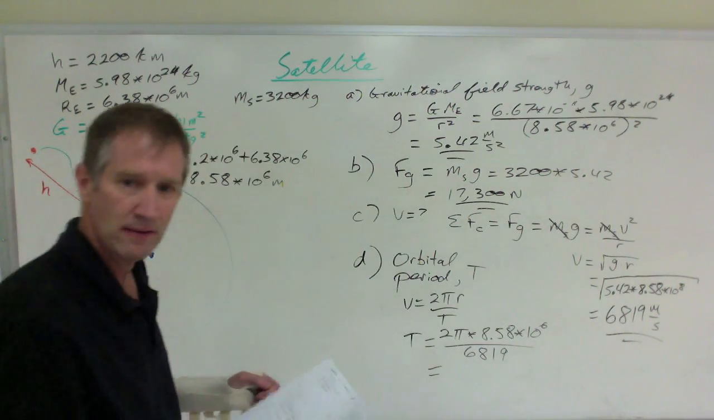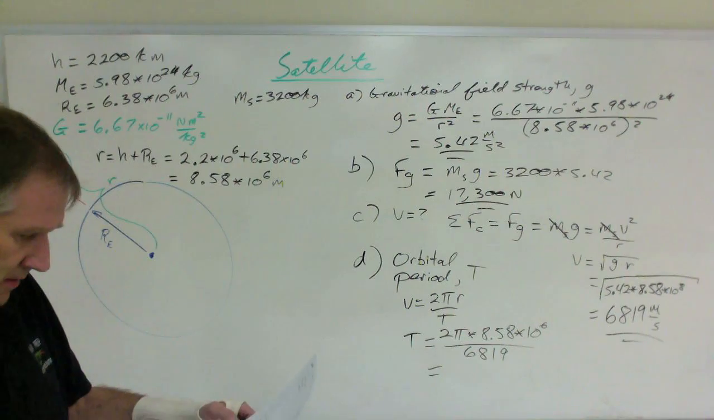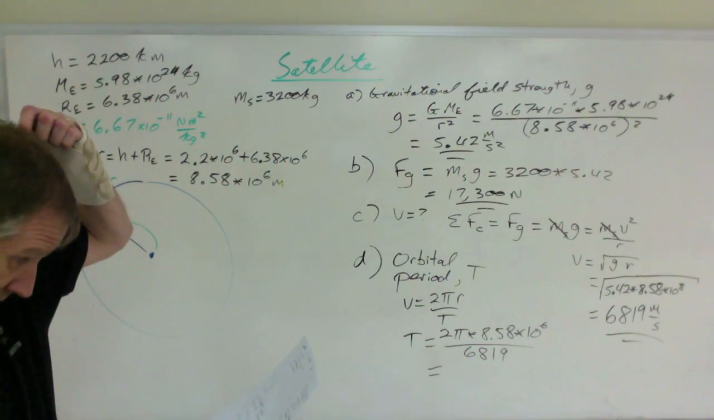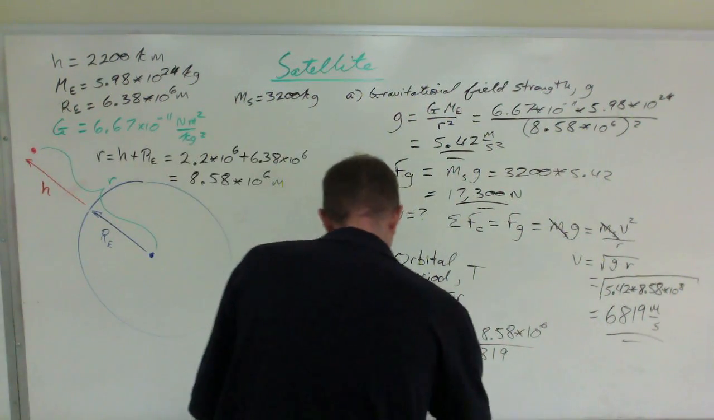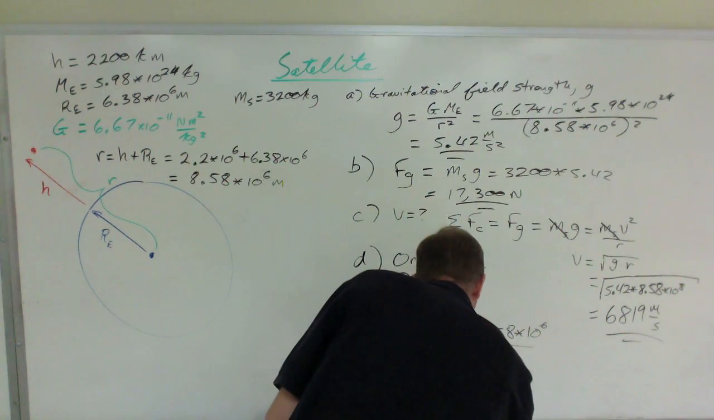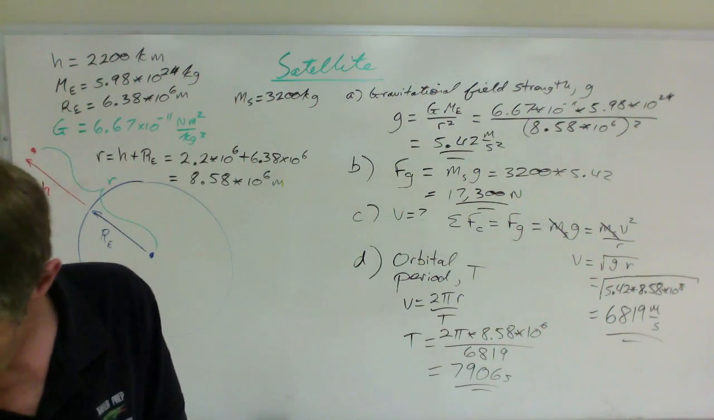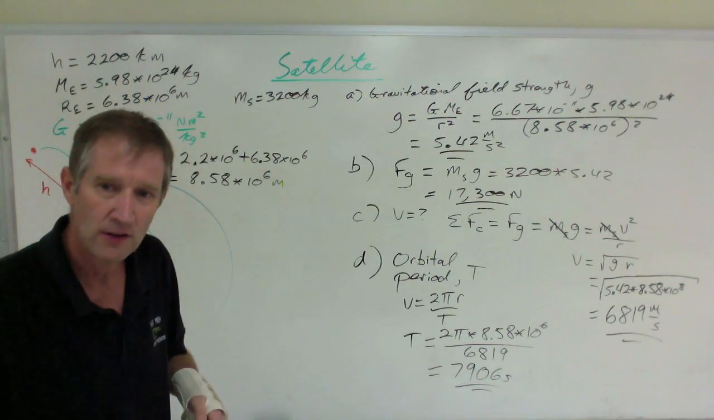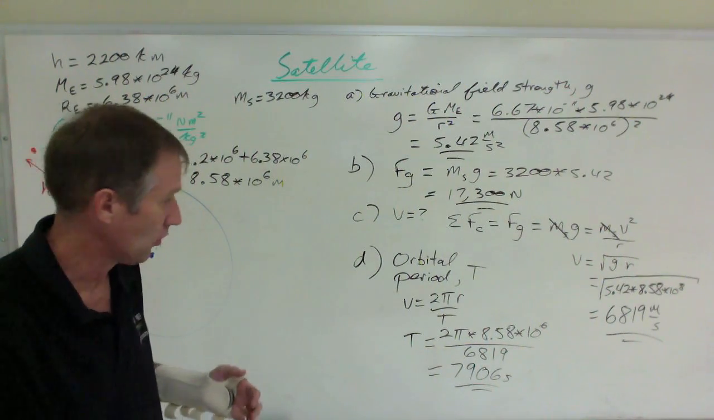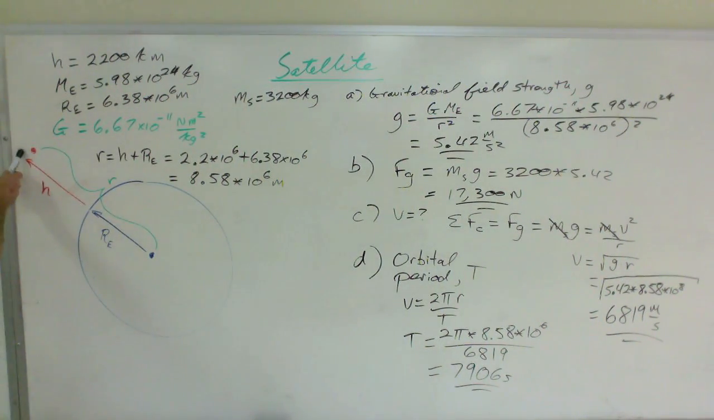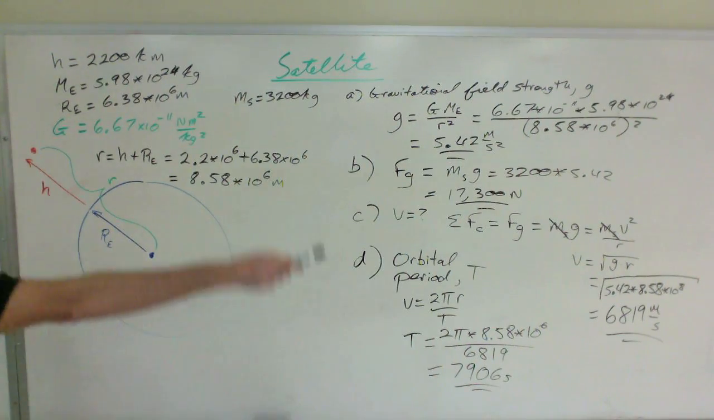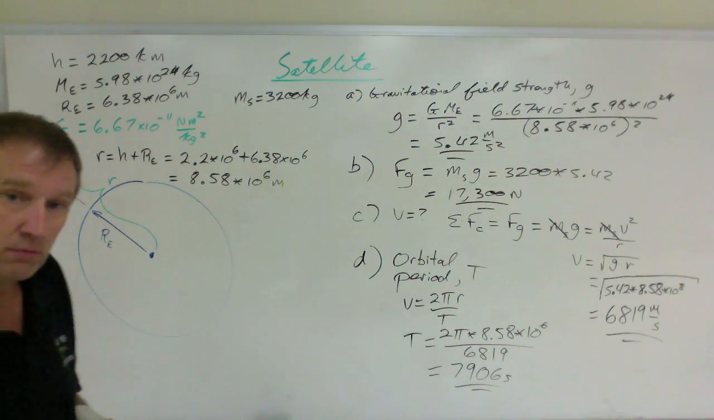And you get 7,906 seconds, which, by the way, is just over 2 hours. It takes just over 2 hours to go around the Earth once, and it's 2,200 kilometers up. Just over 2 hours to go around once. It's pretty fast.